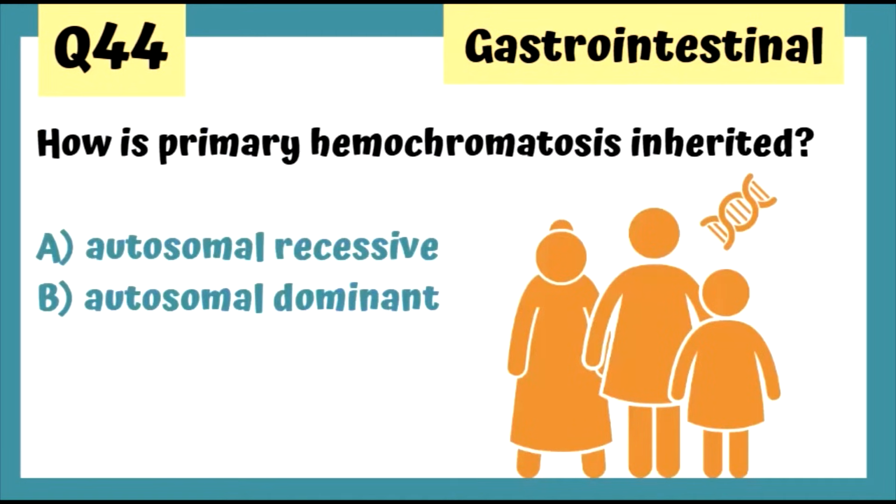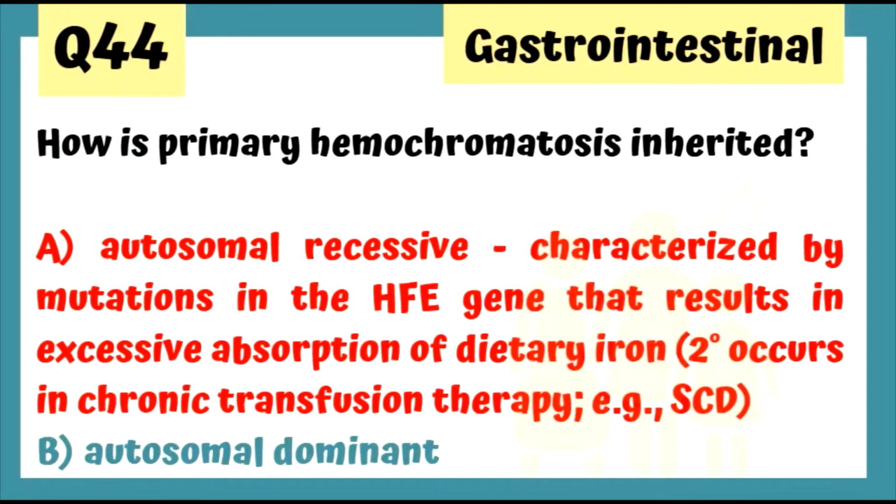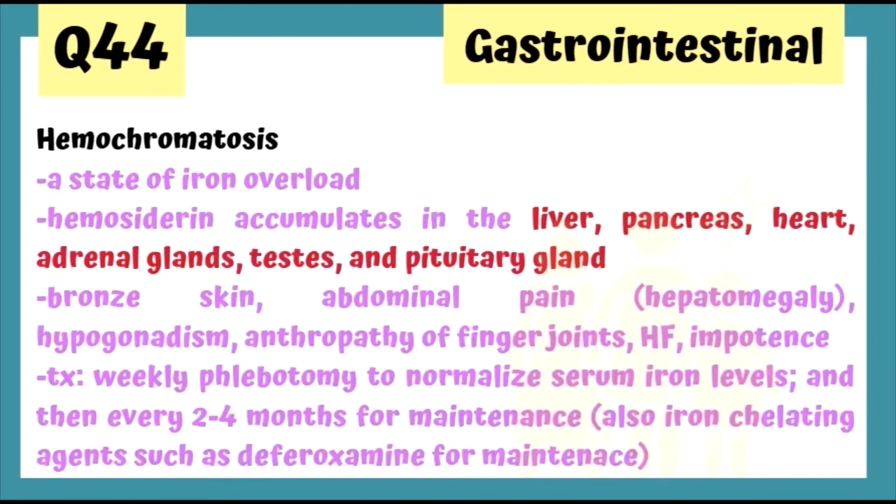How is primary hemochromatosis inherited? The answer is autosomal recessive. It's characterized by mutations in the HFE gene that result in excessive absorption of dietary iron. Secondary hemochromatosis occurs in chronic transfusion therapy, such as sickle cell disease. Hemochromatosis is a state of iron overload, and there's accumulation in the liver, pancreas, heart, adrenal glands, testes, and pituitary gland, and that's why we see dysfunction or manifestations in these organs.